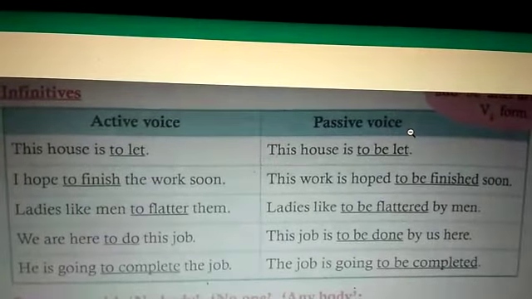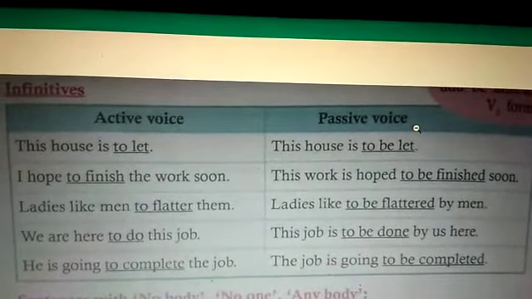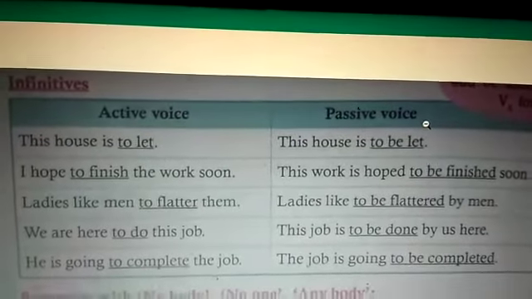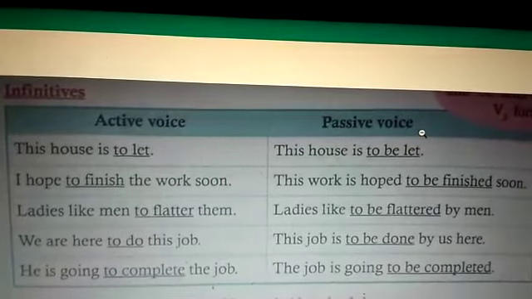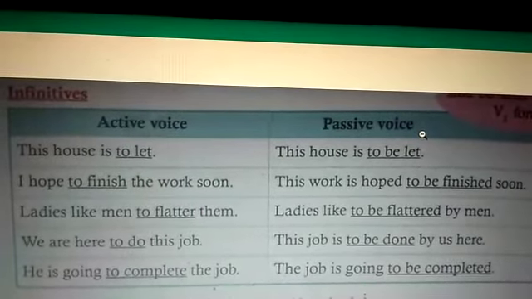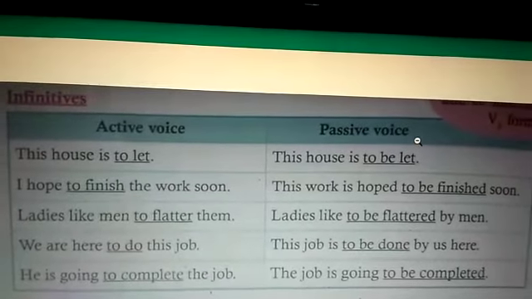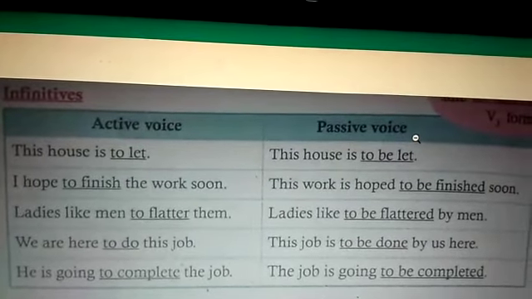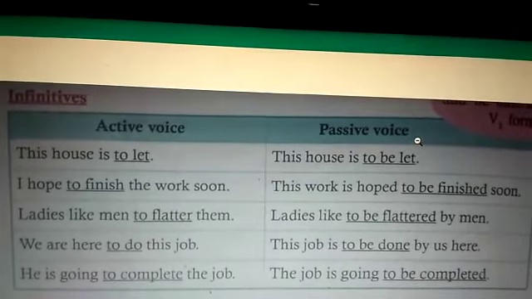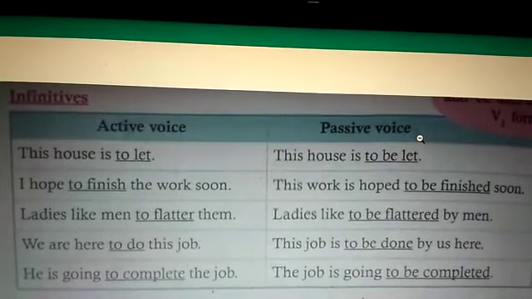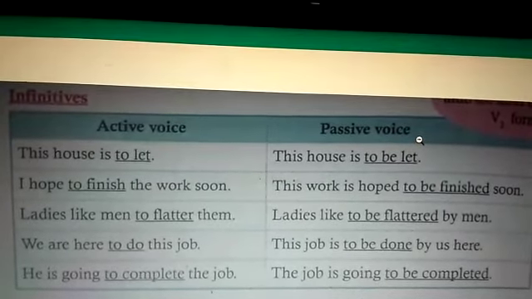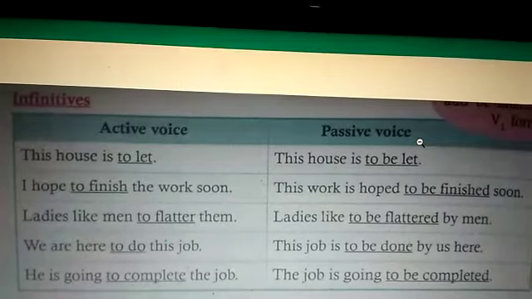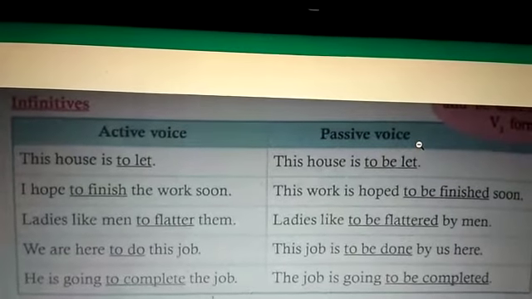At this juncture, you must know what you mean by infinitives. So when infinitives are there, what should be done? Infinitives mean to plus verb. So in infinitive words, you should add be after to and use the verb 3 form. Let's see the examples. In active voice, you see, this house is to let. So how will it change? In the passive voice, this house is to be let.